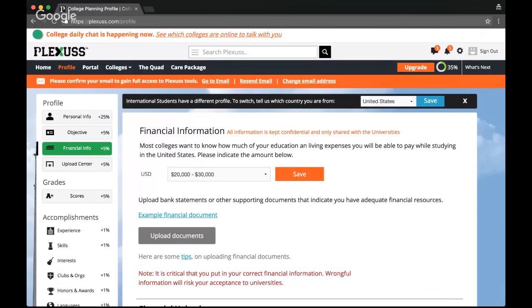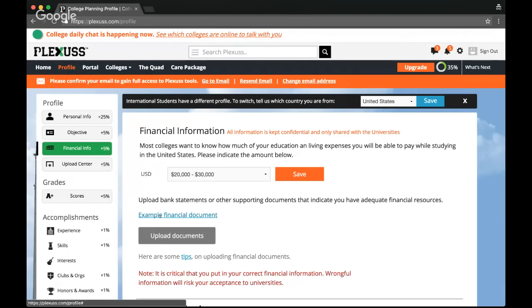You do need to make sure that you have uploaded financial documents to really be a strong candidate on Plexuss. You can select your financial range here, the ability essentially you have to spend on college for the first year. I have my account set at $20,000 to $30,000 for the first year. But like I said, uploading a financial document is very important.